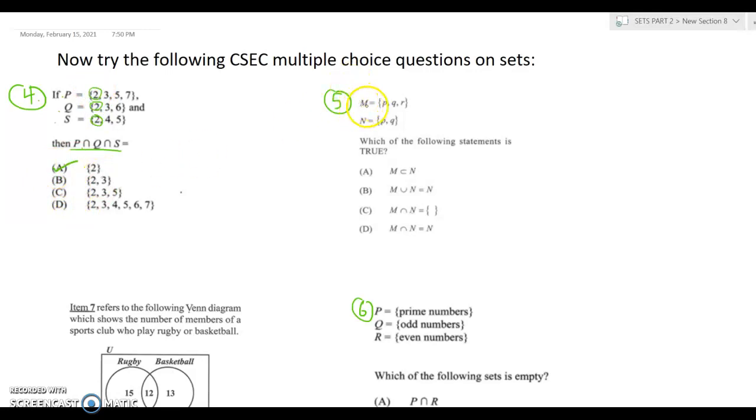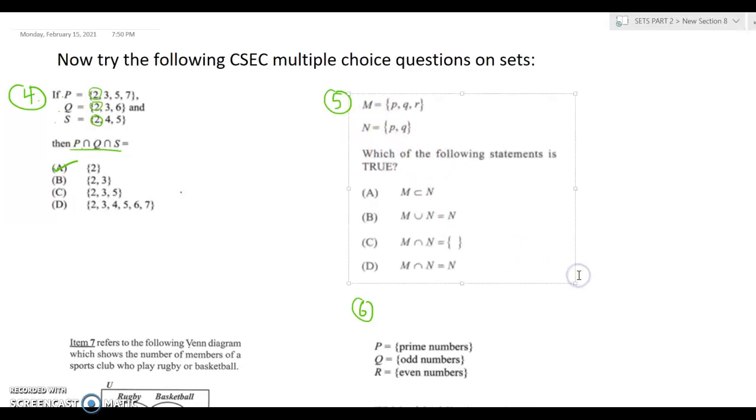Number 5. Set M is equal to PQR. Set N is equal to PQ. Which of the following statements is true? Now, looking carefully, if you look at set N, all the members of set N, meaning P and Q, are part of set M. Remember what that means? Does anyone remember what that means?